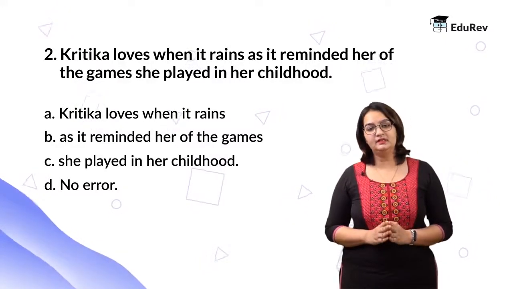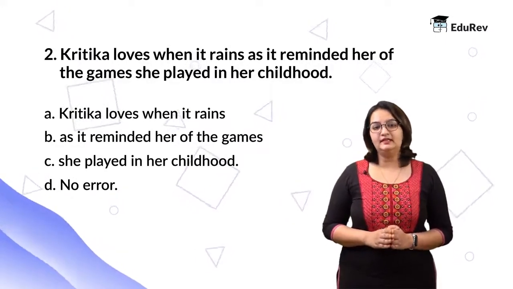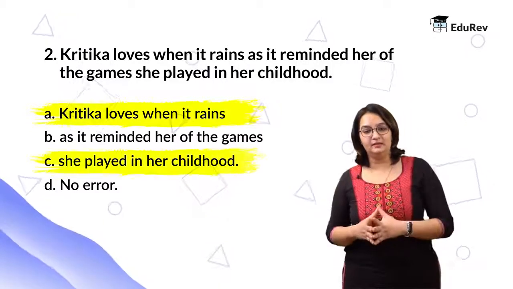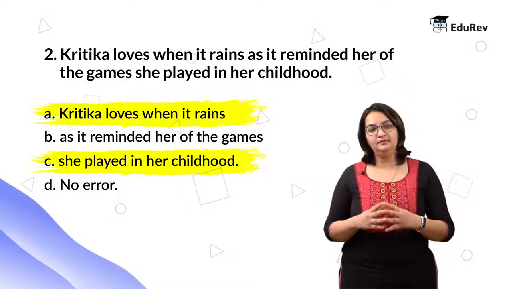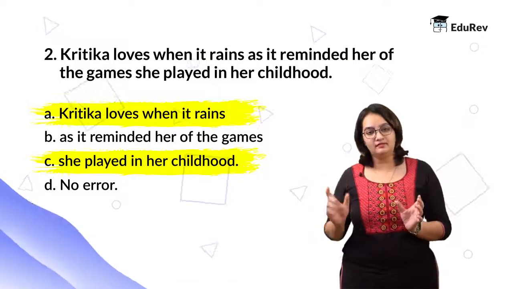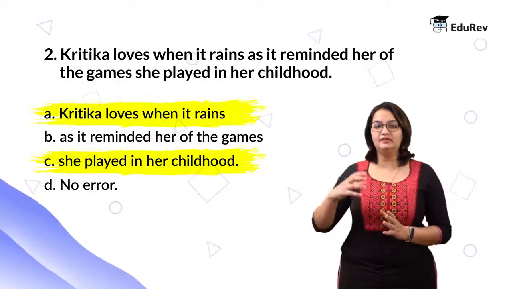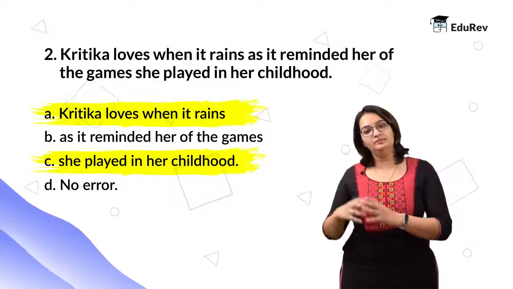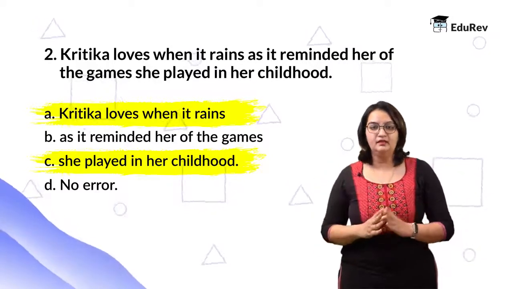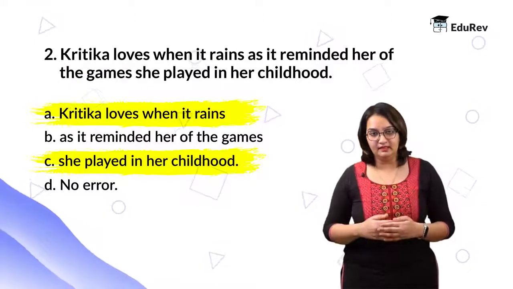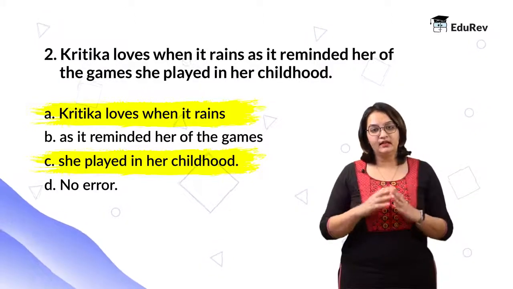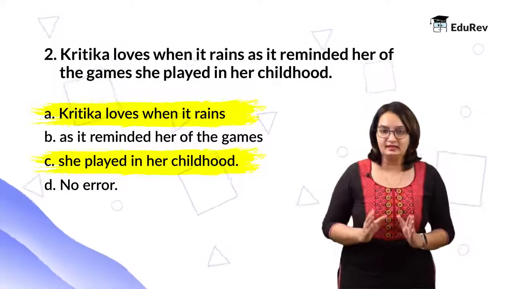Now, in this particular statement, we see that the first part and the third part are in present tense and past tense respectively. However, the childhood has already passed, and whatever games she played in childhood would be in past tense. But when Kritika is remembering something now in present, the entire action has to be in present tense.